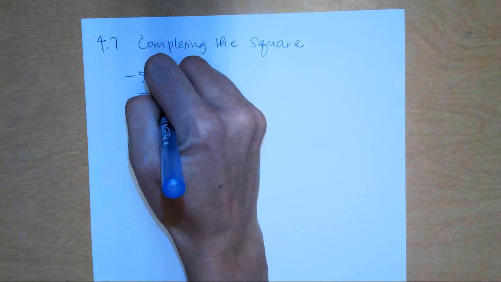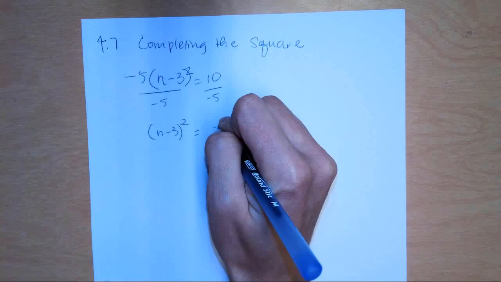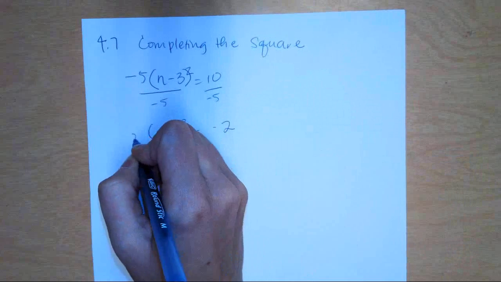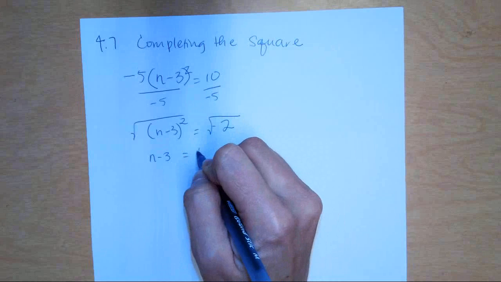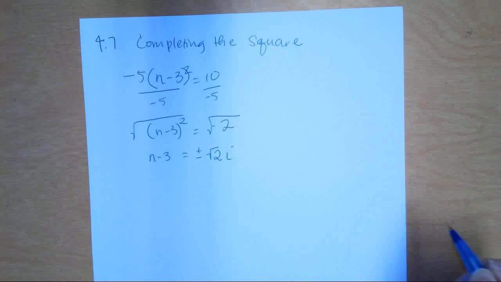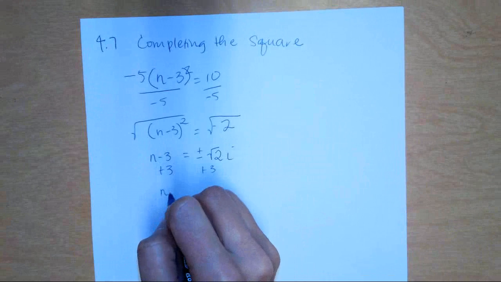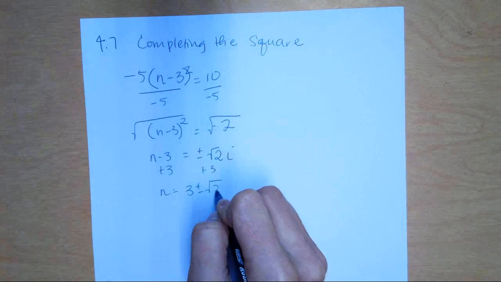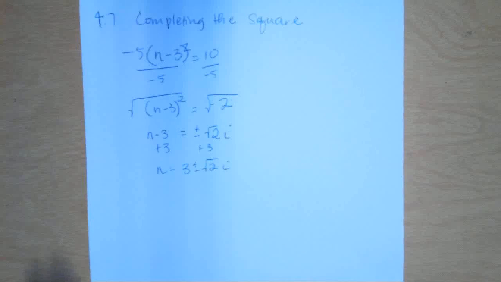Divide by negative 5, so you would get n minus 3 squared equals negative 2. Then you would take the square root of both sides. So n minus 3 would equal plus or minus square root 2i. And then we would add 3 to both sides, so n equals 3 plus or minus root 2i. This is what you already know how to do.